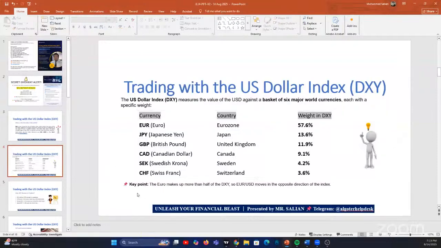Key point: the euro makes up more than half of the DXY. So EUR/USD moves in the opposite direction of the index most of the time, really like 95% of the time. That's how the DXY is compared to the other currencies: EUR, JPY, GBP, CAD, SEK, and CHF.